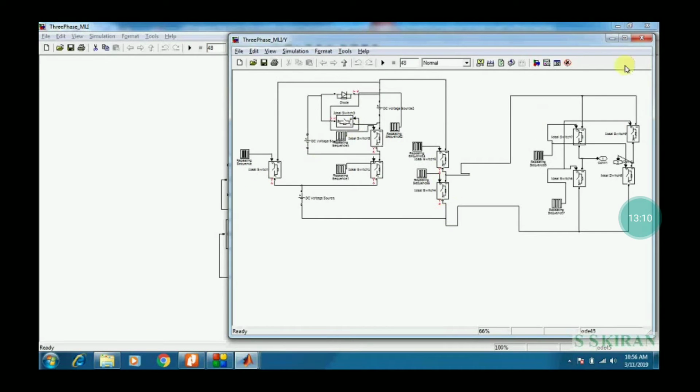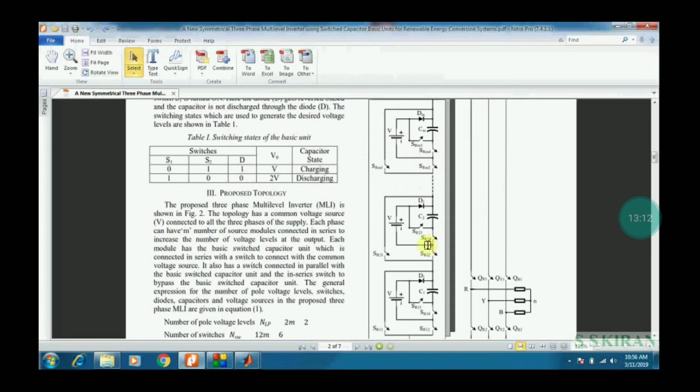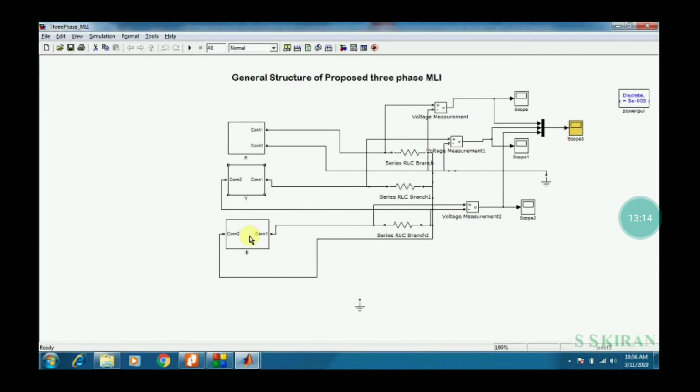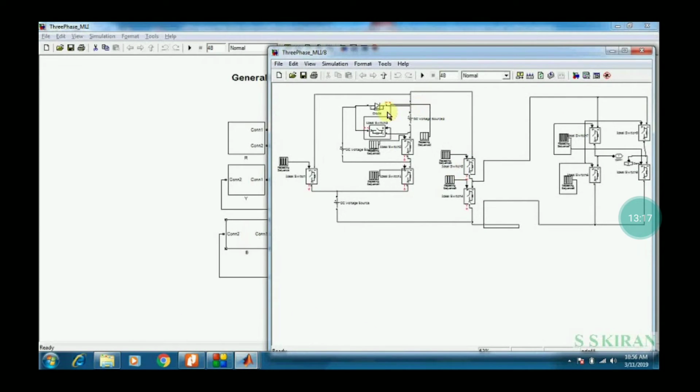That's fine. Good. Switch closed. Then come back to this third block. Just click here. This is the third block. That's fine. Okay.